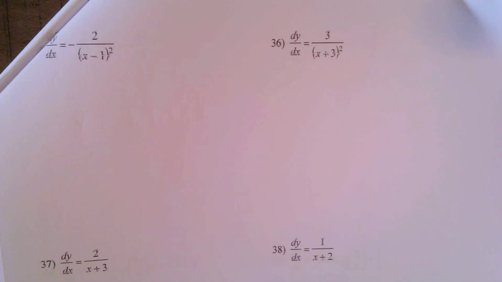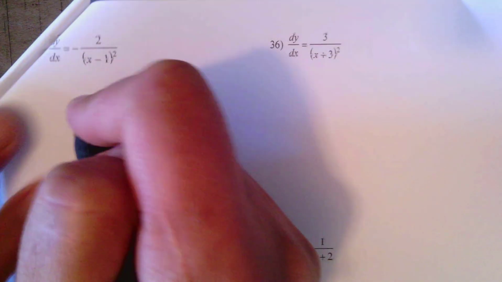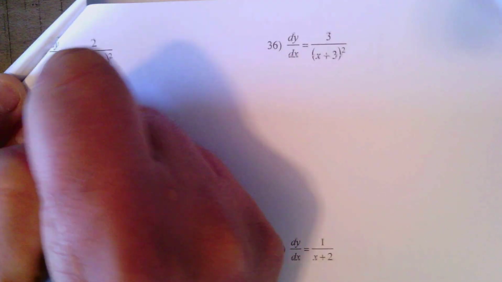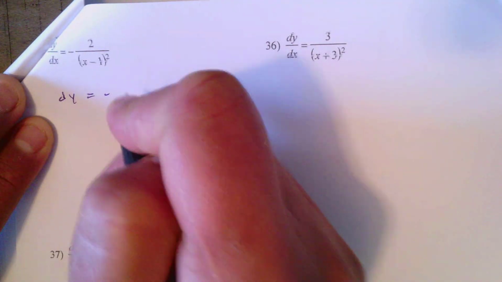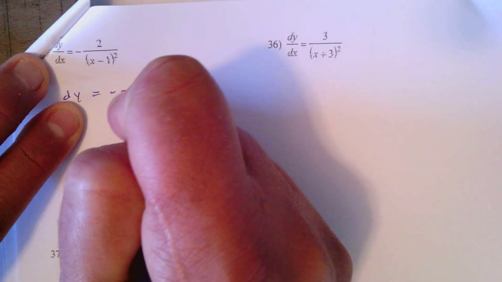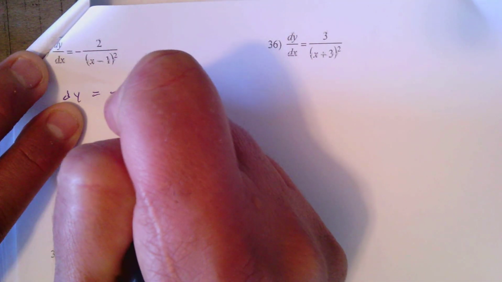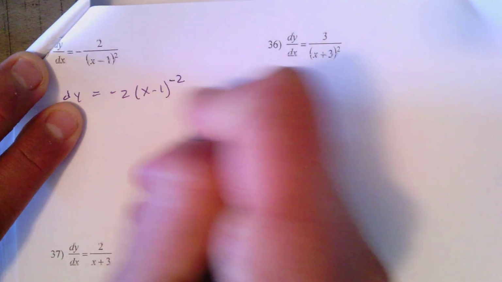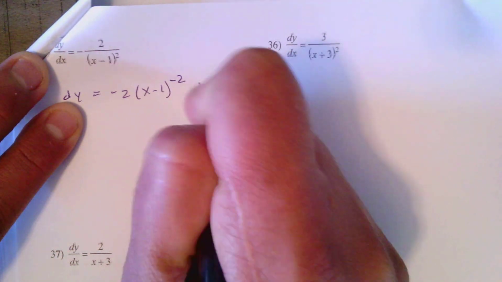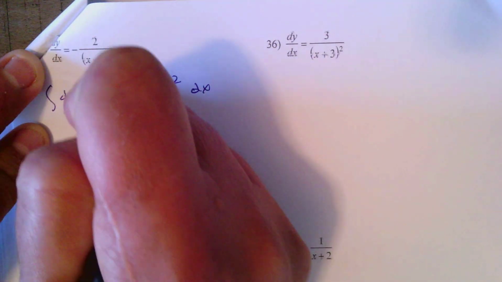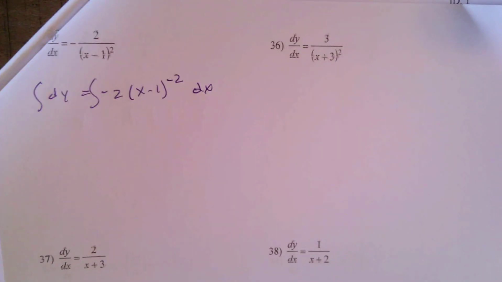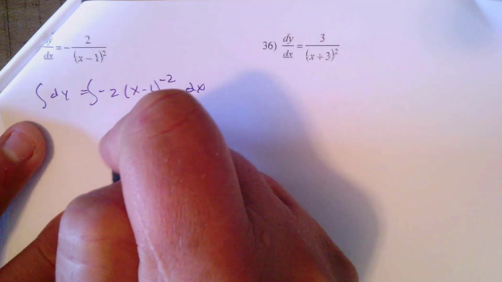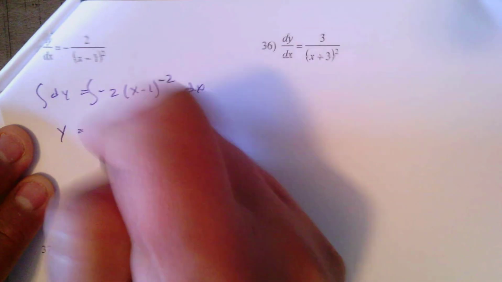Okay, 35. Again, the right side here just has x's, so we're going to move the dx over on that side. We want to probably rewrite this, so we're going to write it as negative 2 times x minus 1 raised to negative 2 dx. We're going to integrate both sides here. And integrating the right side, you might want to make a u substitution, unless you can see what the integral is going to be.